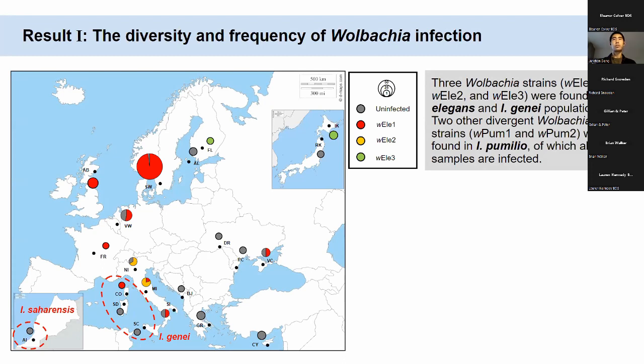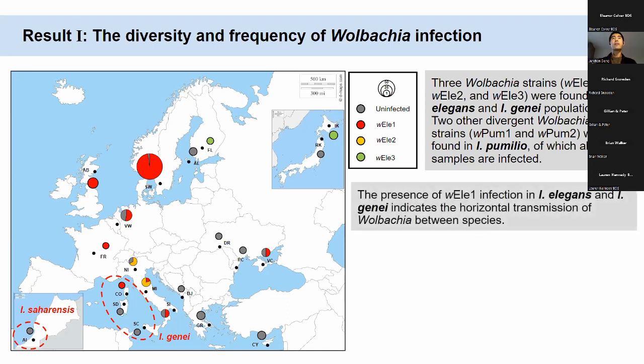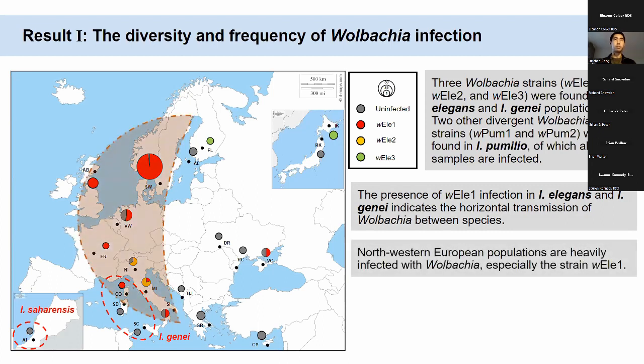And all Ischnura pumilio samples from Sweden are infected. And actually, the Swedish population is highly infected by Wolbachia. And the presence of the wIe1 strain in Ischnura elegans and Ischnura genei indicates that Wolbachia was potentially horizontally transmitted between those two species. And from this map, we can see a trend that the northeastern European populations are heavily infected with Wolbachia, especially with the strain wIe1.